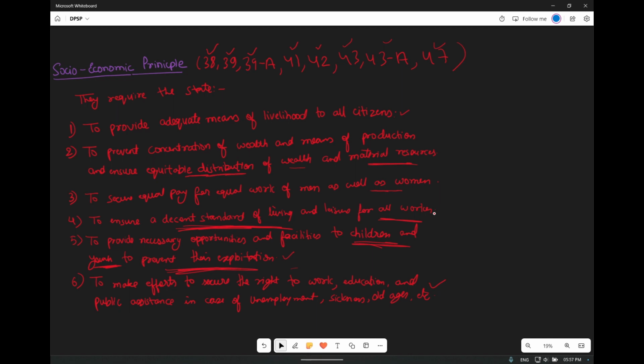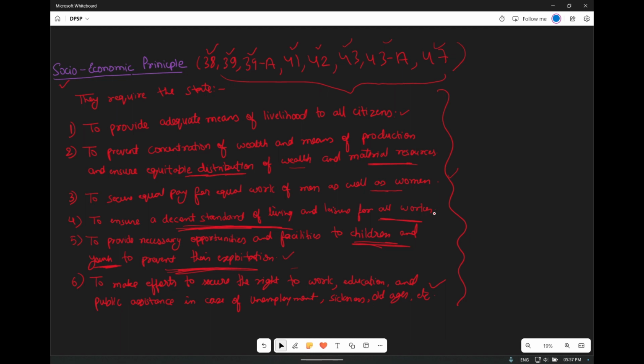So we have to remember in any case this socio-economic principle: what the socio-economic principle tells us, what are the articles that are included under it, and what these articles overall tell. Okay, so this is the overall point that we have gathered from the socio-economic principle.